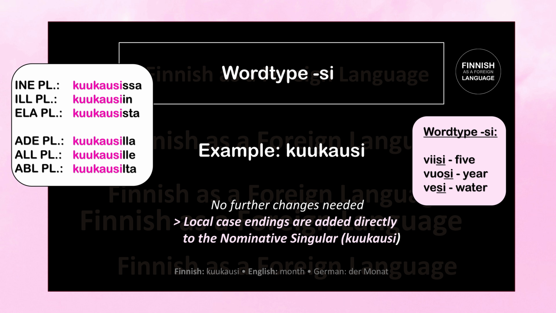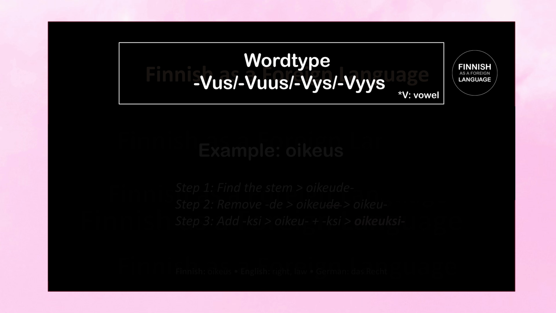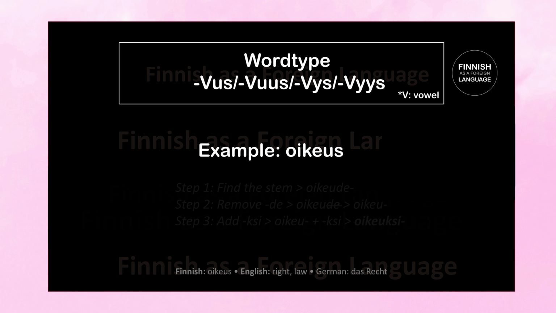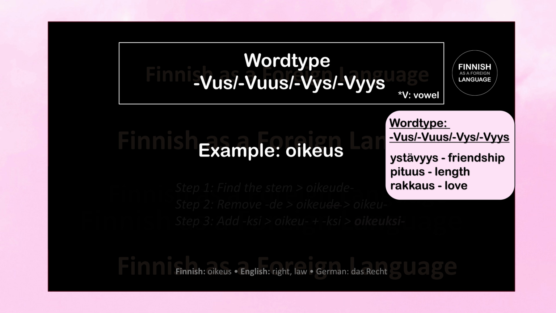So this rule is really simple. Next one, rule number 9. Word type VVs or VVs. So the V here stands for vowel. This can be, for example, words like oikeus, which means right or law, ystävyys, which means friendship, pituus, length, or rakkaus, which means love. So let's take as an example oikeus.